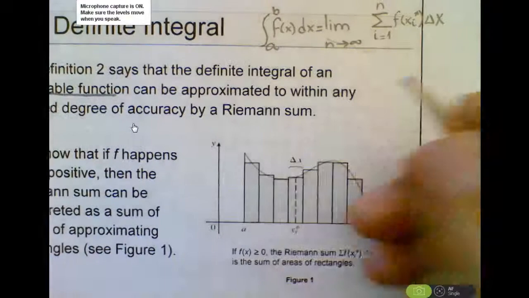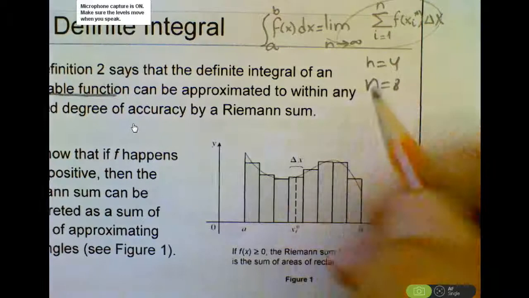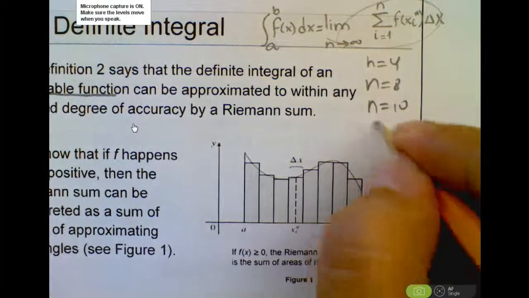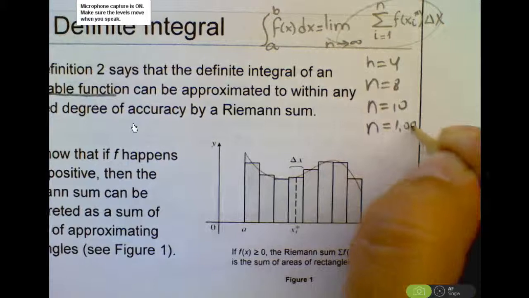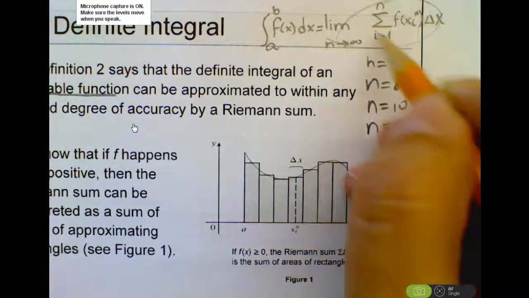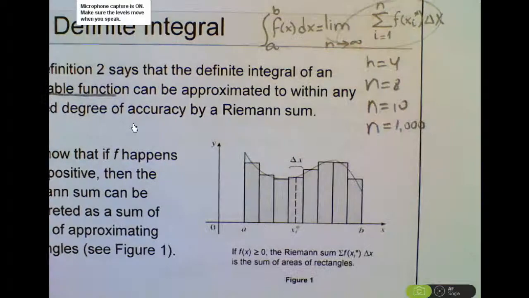Remember that we were able to take only 4 rectangles, or only 8 rectangles, or 10 rectangles, and if we use a computer we can use 1,000 rectangles, or ultimately we would be able to write an expression for this so that we can actually find the limit, because we know how to find the limit now. It says we know that if f happens to be positive, then the Riemann sum can be interpreted as the sum of the areas of the rectangles.